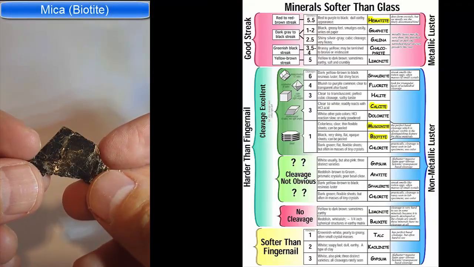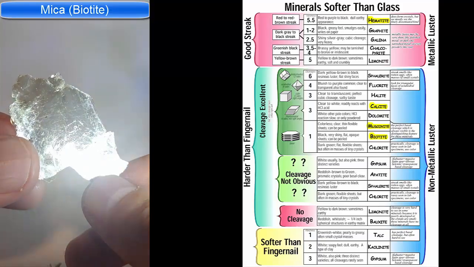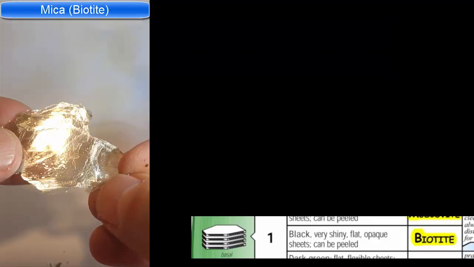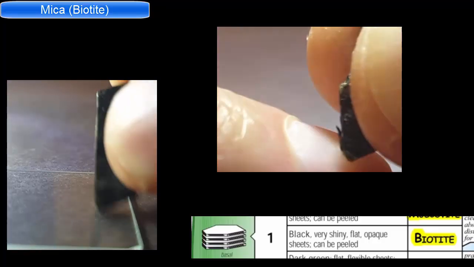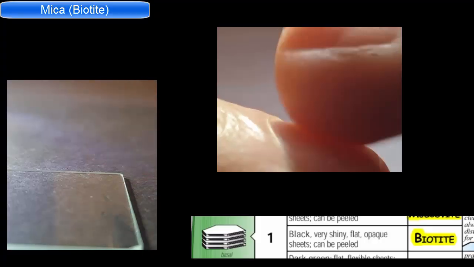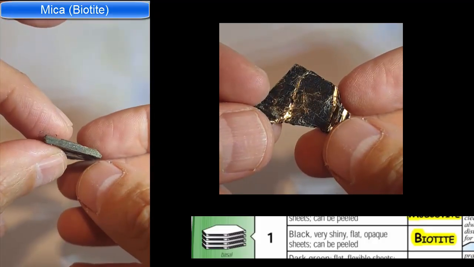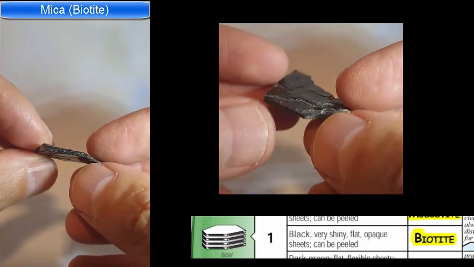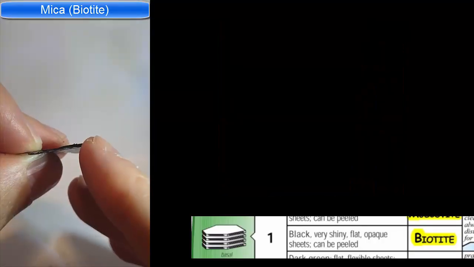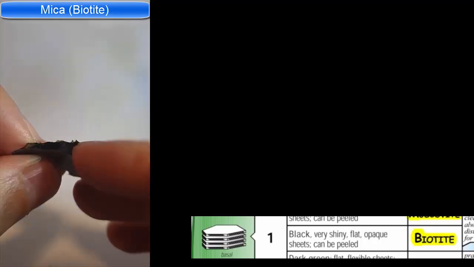Next one is mica. Biotite is the black form, muscovite is the clear form. It has a non-metallic luster. It can't scratch glass, but it can scratch my fingernail, just, I think. All right, you can see two cleavage points. A thicker example shows no reflections on the ends, and you can see flexible sheets can be peeled, which is quite unique.